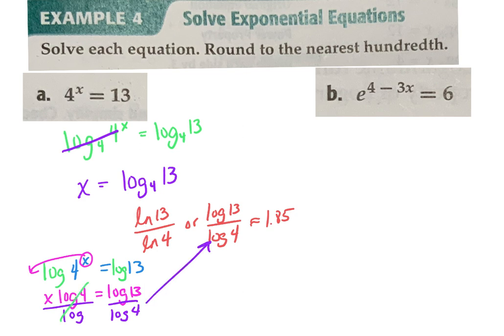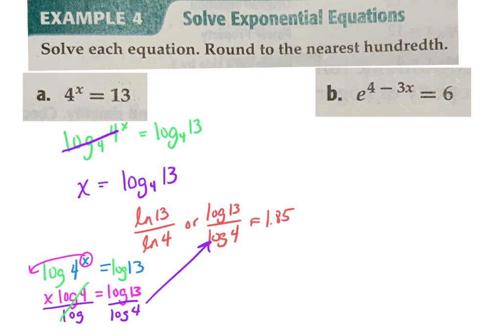So either way you do it, you can either use the base of the one you did and then do change of base at the end, or you can just do the log of both sides and expand, and it'll actually tell you what your change of base should be. It's log of 13 over log of 4. So either way will work. It doesn't matter. You can do it both ways.